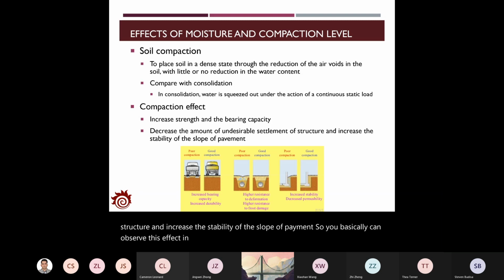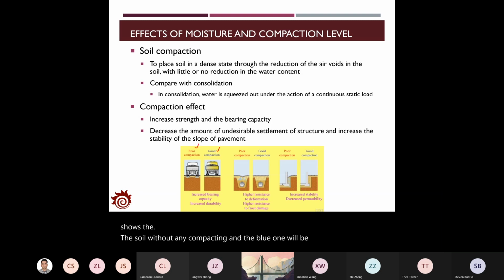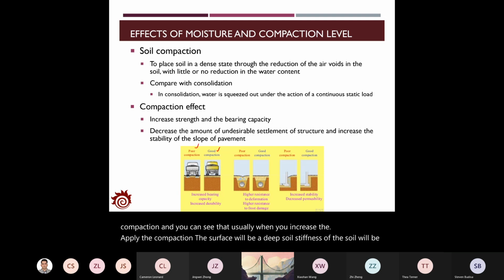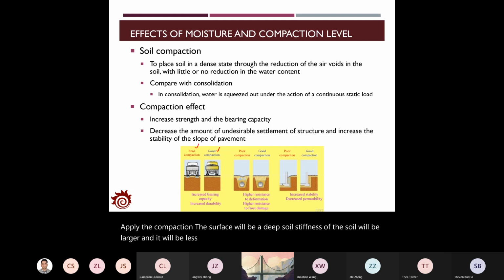The orange one shows the soil without any compaction, and the blue one is the one with the compaction. And you can see that when you apply the compaction, the stiffness of the soil will be larger, and it will be less likely to have fatigue cracking or rutting along the wheel paths. So the surface of the road will be smoother and it can last for a longer time.